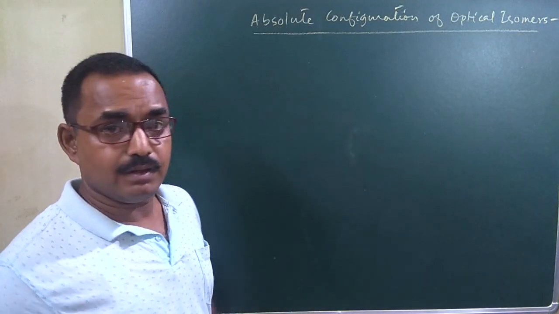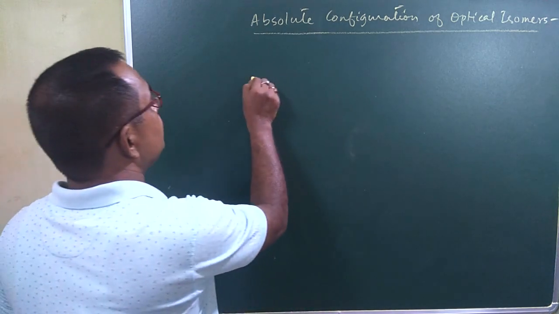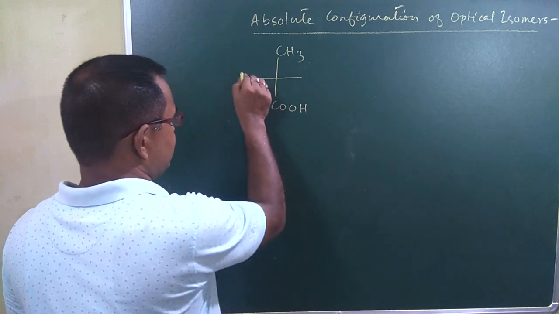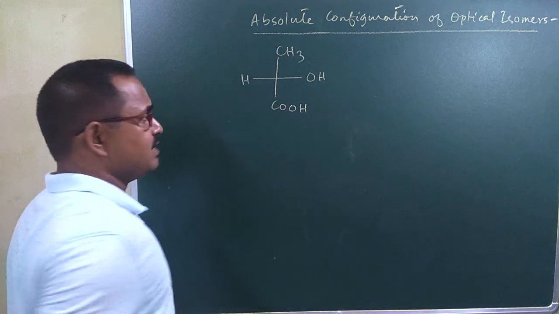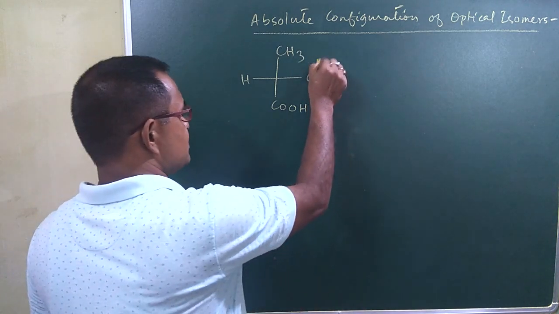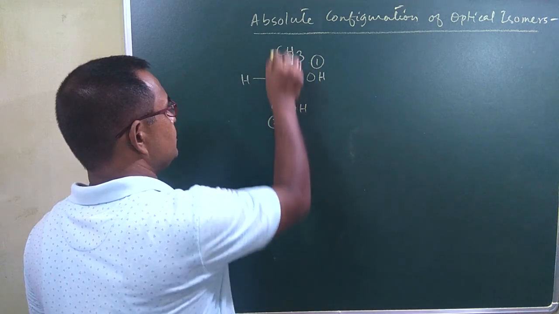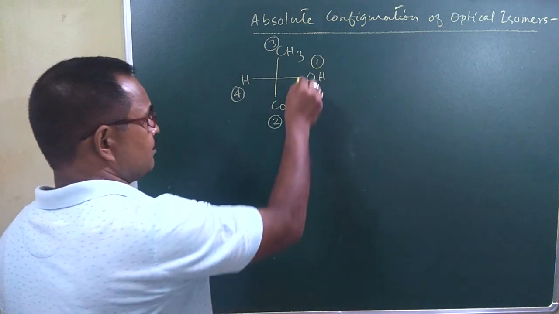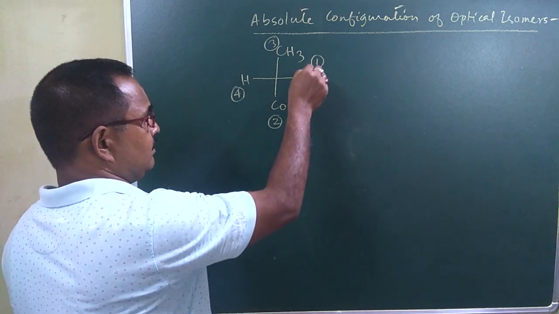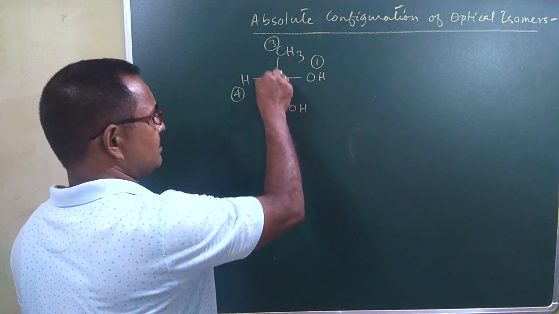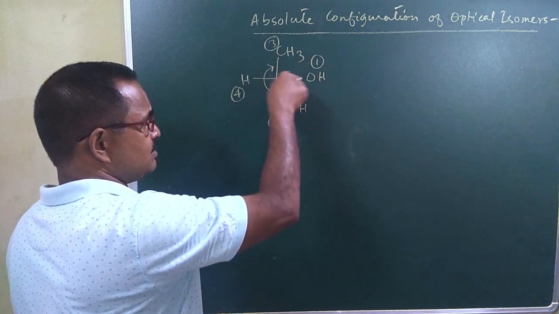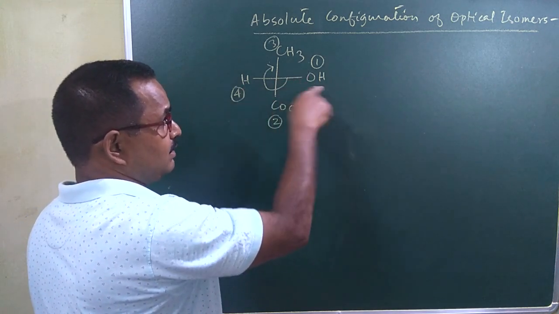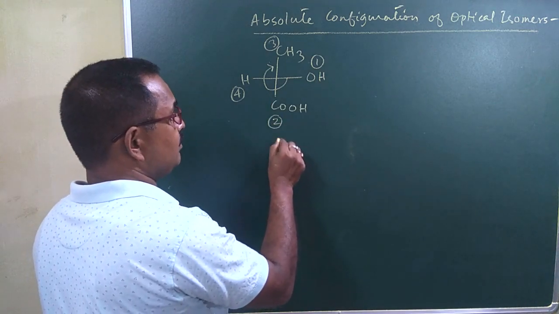Now let us perform a few practice. Consider lactic acid. This is lactic acid, okay? This is priority 1, this is 2, this is 3, and hydrogen has priority 4. So, starting from 1, then 2, then 3, you have to observe the rotational sequence. The sequence is what? Clockwise. But since the lowest priority group lies on horizontal line, therefore this configuration will be S.